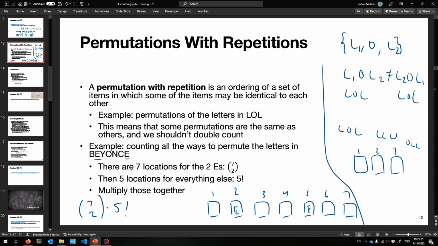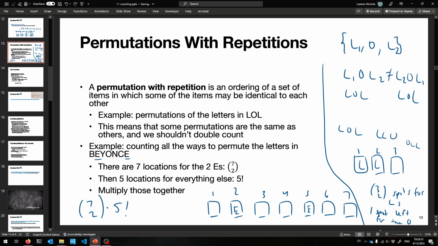So the idea is to pick where the duplicates should go. You have 3 choose 2 spots for where those L's could go. After you've chosen, say, that the 2 L's should go here, your hand is forced at where to place the O. You have 1 spot left for the O, and you have no other choice, so you just multiply by 1 at that point because there's no choice anymore. So 3 choose 2 is the number of different ways you could permute the letters in LOL.